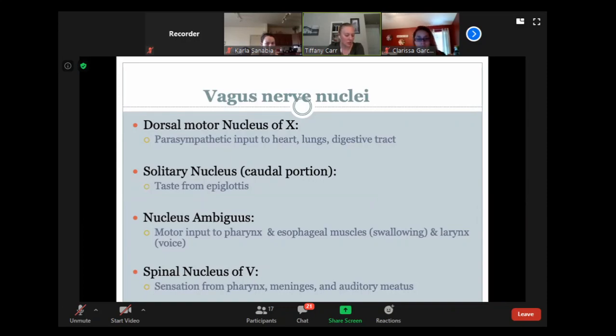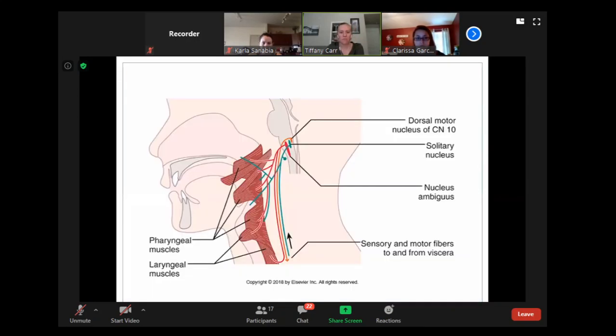The solitary nuclei, the caudal portion, taste from the epiglottis. Nucleus ambiguus is the motor input to the pharynx and esophageal muscles, and the larynx. And the spinal nuclei of cranial nerve 5, sensation to the pharynx, meninges, and the auditory meatus. And all of these are located in the medulla. So we can see kind of where these are all descending to get to these aspects here.